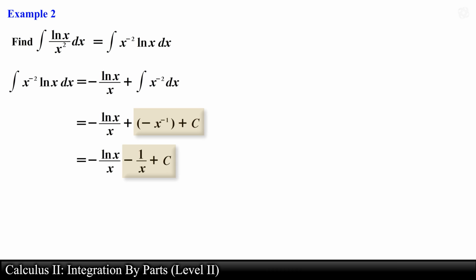And finally, we simplify the expression and obtain the final integral of the natural log of x over x squared to be equal to negative the natural log of x over x minus 1 over x plus c. Okay, recall that we had no idea what the integral of the natural log of x was equal to. Well, that is about to change.